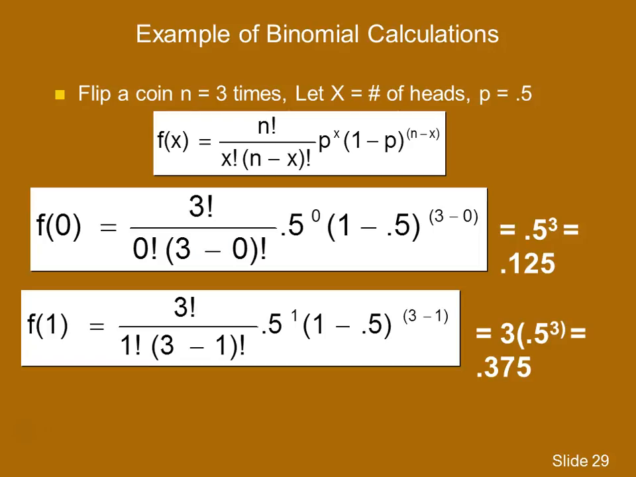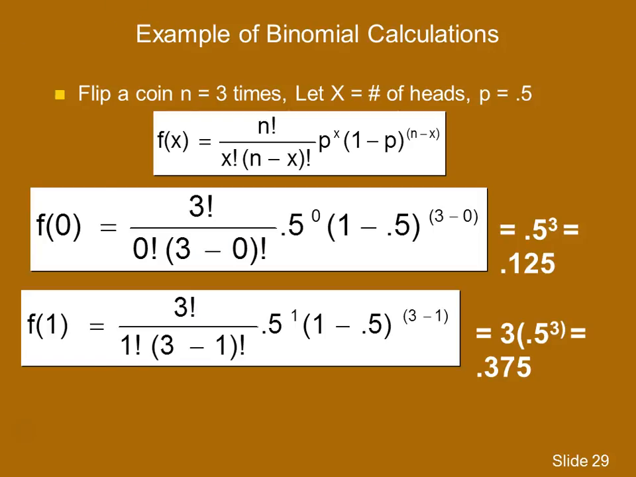Now here, since we're only flipping it 3 times, x, the number of heads, can range from 0 to 3. So I could get 0 heads, 1, 2, or 3. And I'm going to go ahead and work out the entire distribution using the binomial formula. Usually in most problems, we're not going to do the entire distribution, we'll just do a part of it. But there's something I want to point out on this particular problem.